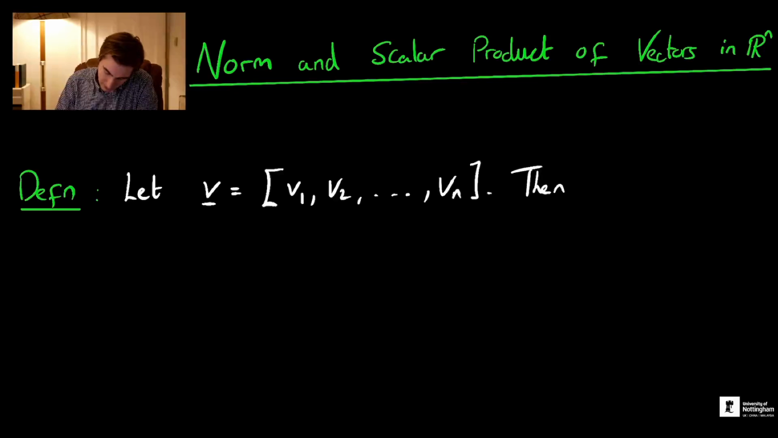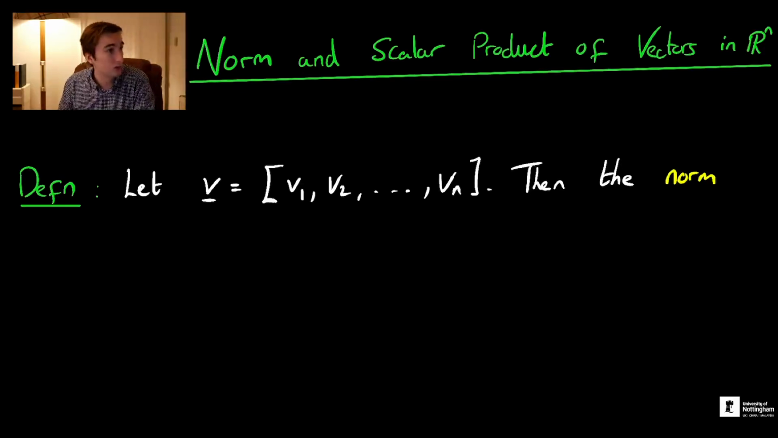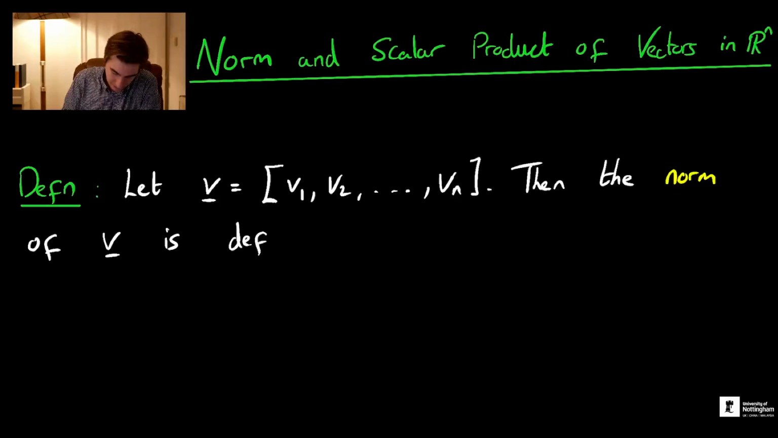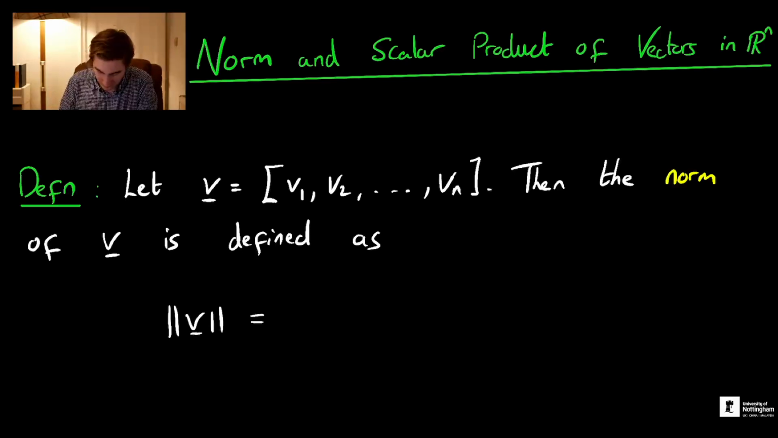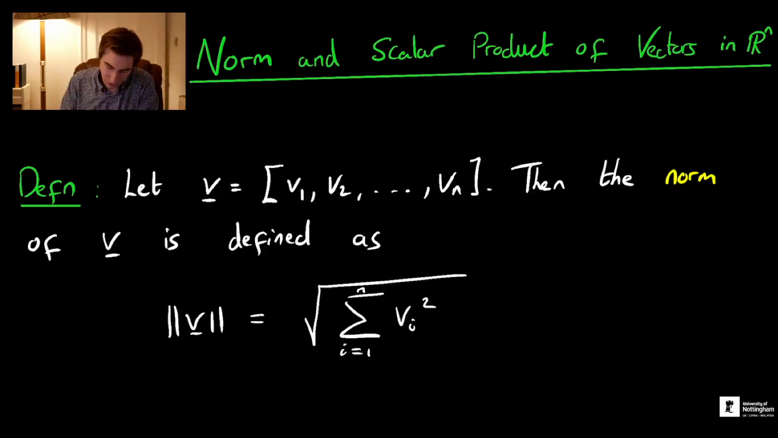Then the norm, strictly speaking, it's something called the Euclidean norm, but we're not going to address any other types of norms in this course. So the norm of V is defined as the following. We write it as this almost like double modulus sign notation, equal to the square root of the sum from i equals 1 up to n of Vi squared. And you might wonder where this comes from. You might think, well, this is kind of a strange definition, and why does this relate to distance?